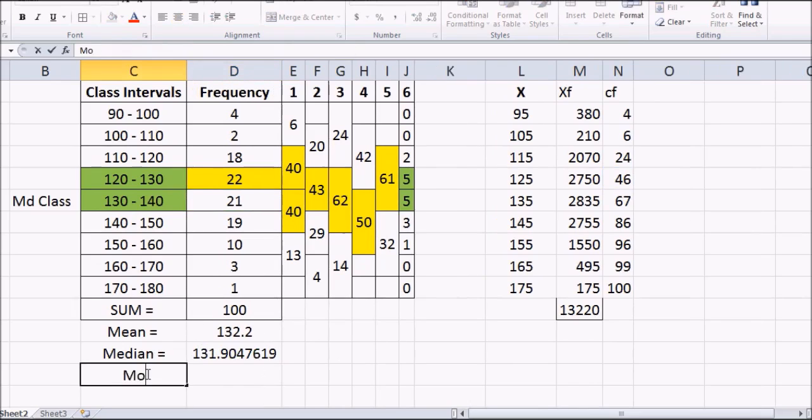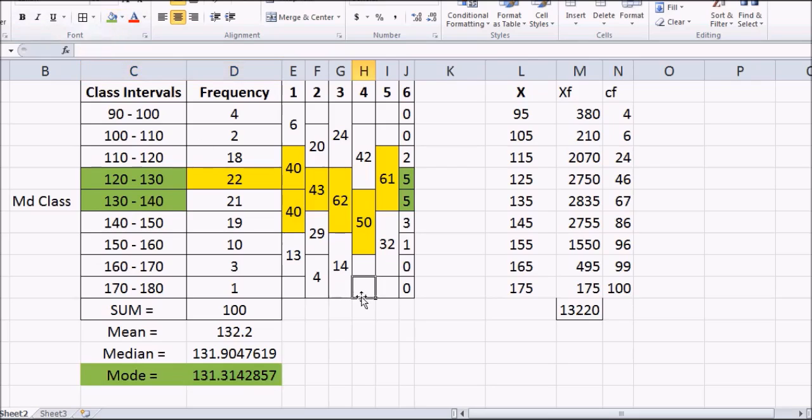Okay, so I have got my median, I've got my mean. Now I need to calculate the mode. Mode is given by 3 multiplied by the median value, minus 2 times the mean value, and the mode happens to be 131.31. So this is our mode.